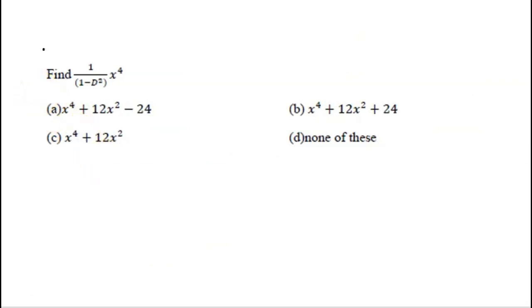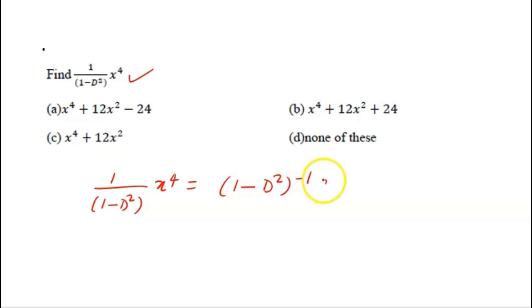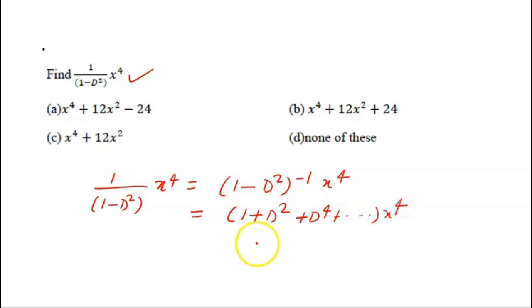This is also similar to one of the questions we did earlier, but let me quickly solve this as well. So here it is 1 by 1 minus d square, x to the power 4. Everything is already in the nice form. In this kind of thing, we just write (1 minus d square) to the power minus 1 times x to the power 4. And using the binomial expansion, I can write 1 plus d square plus d to the power 4 and so on. In the same video, in the previous question, I have explained in detail.